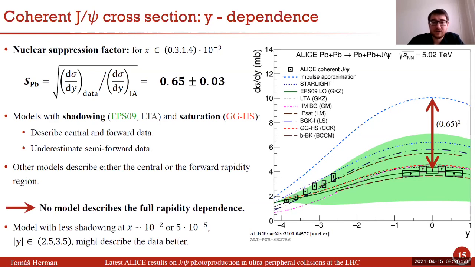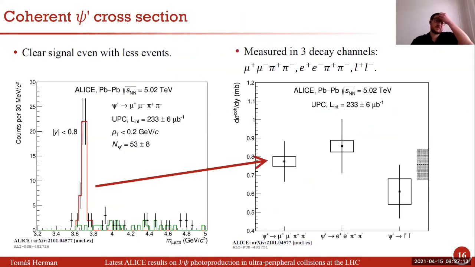A model which would have less shadowing for Bjorken-x in the order of 10^-2 or 10^-5, which is the value which corresponds to these semi-forward data, might describe the data better. Now let's move on to the psi prime.